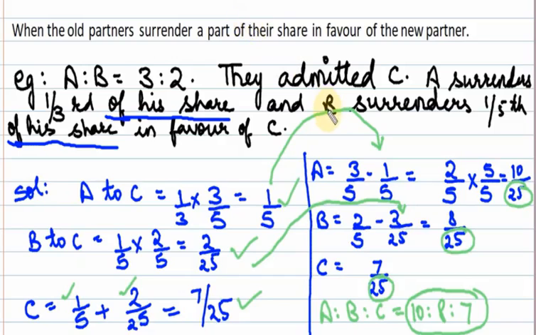So we are done with all three cases of calculation of the new profit sharing ratio. Now, in the next class, we will continue with premium of goodwill, or say the entries for goodwill at the time of admission of a new partner. You all know how to calculate sacrificing ratio as we have done it in the previous chapter. Sacrificing ratio is the difference between the old ratio and the new ratio.